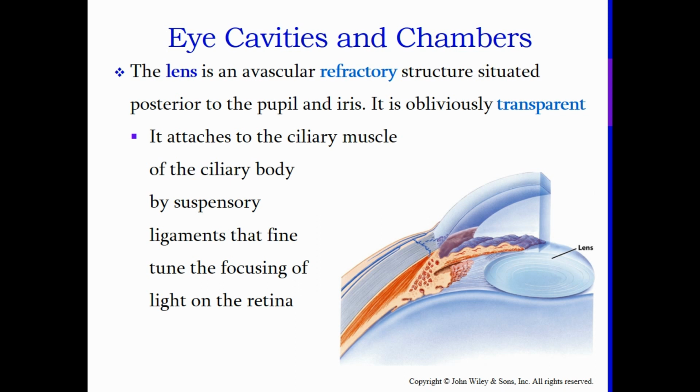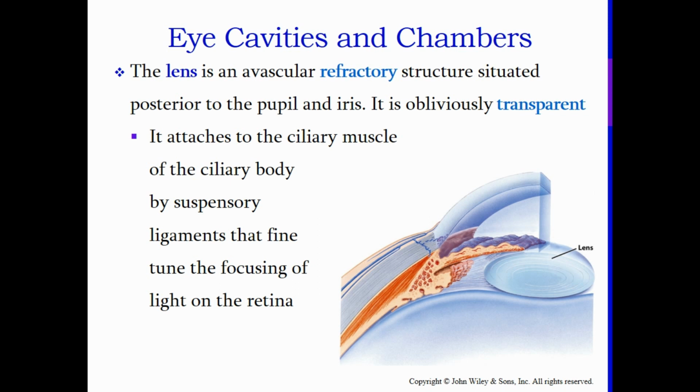Eye cavities and chambers. The lens is an avascular refractory structure situated posterior to the pupil and iris, which means it is behind the pupil and iris. It is obviously transparent because light passes through it. Again, we see wavelengths of light.